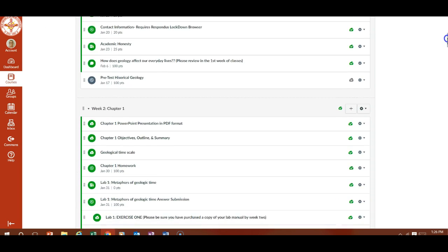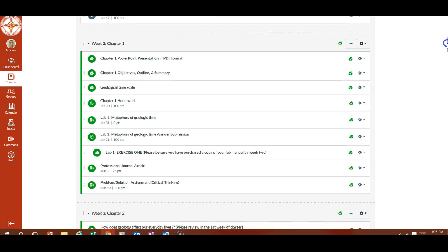Going down from there, you'll see that in the following week, you have your first lesson related to your books. You have here a PowerPoint presentation to assist you. You will also have information about the objectives, outline, and summary of your textbook itself, the geologic timescale, and then your first lesson. This lesson is for Chapter 1 homework.